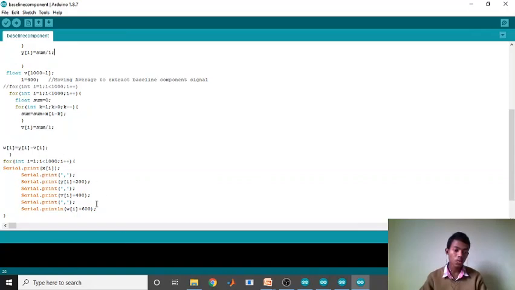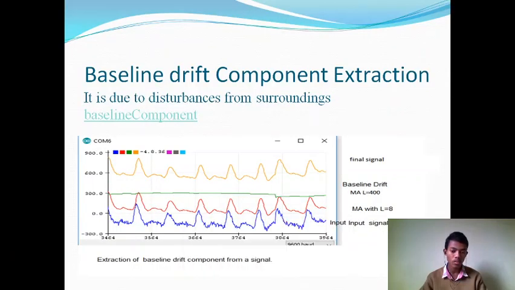So this is my code. I am plotting the input signal, then the output of the moving average with L equal to 8. V is the drift line component, and W is the final original signal as it is. Okay, this is the input signal. The blue one is the input, the red one is the moving average with L equal to 8. This is the baseline drift component.